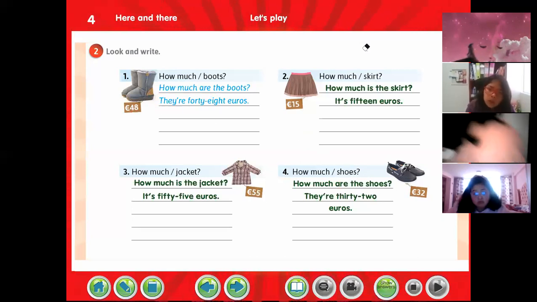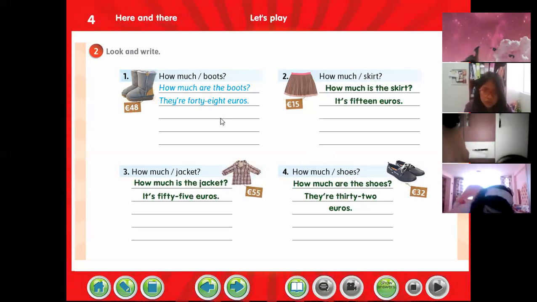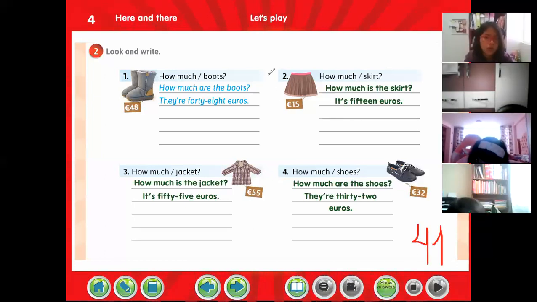This is about how much, no? Teacher, I finished. Thank you, Valeria. Okay, one page more and then we play a game, okay? About rules, rules, rules. Yeah, one more. Finish, please. Let's go to the page 41 now. Finish, complete your workbooks.